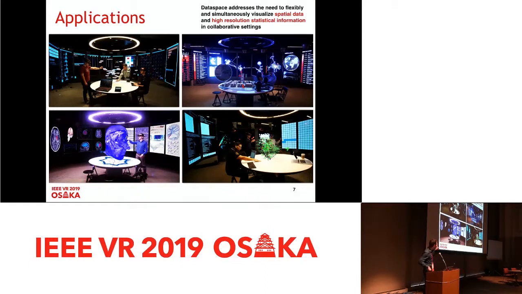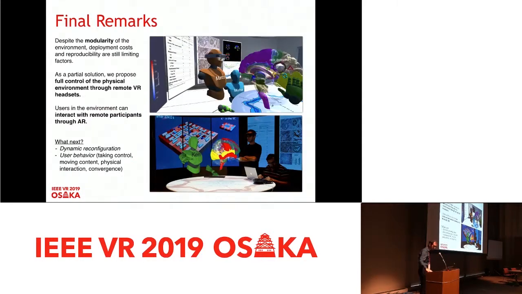The final case is a classical one where you have different types of information about drugs, molecules, and chemistry, but you also want to have the 3D structure of a molecule. To make it short, here we are showing how the Dataspace can flexibly and simultaneously address both high resolution information and 3D data in a collaborative setting.